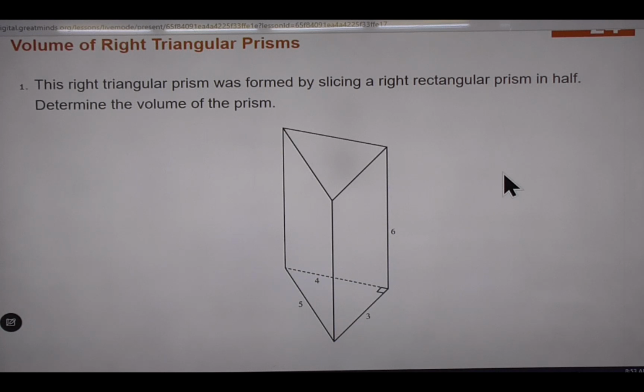Yeah. Alright, so looking at this shape that we have right here, we have a triangular prism, which we know would be half of a right rectangular prism, right? Yeah. Do you think we can use the formula length times width times height for this particular problem?